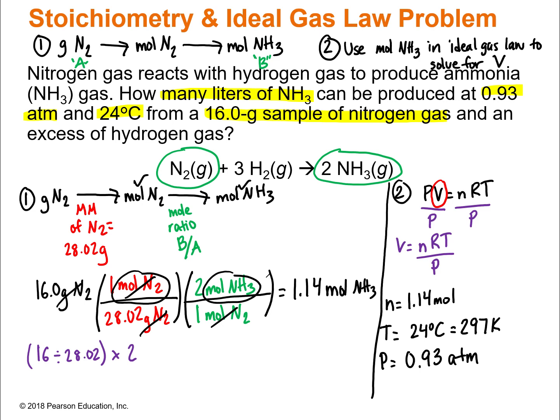gas law with the ideal gas law constant, which is 0.0821 liter atmospheres per mole Kelvin. You'll be provided with the gas law constant. You don't have to memorize it.